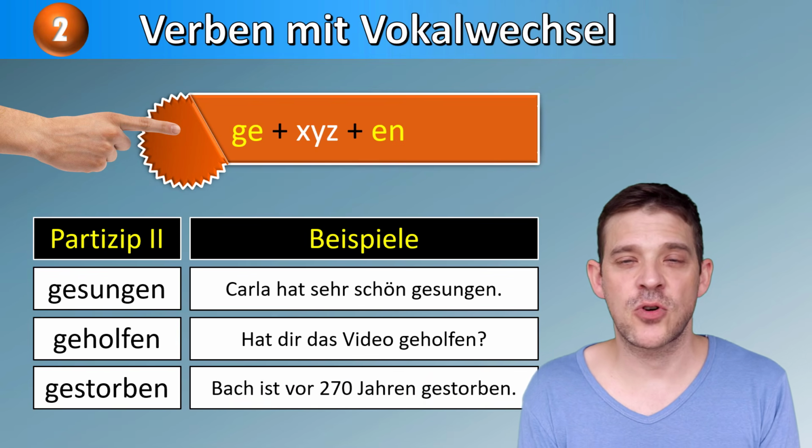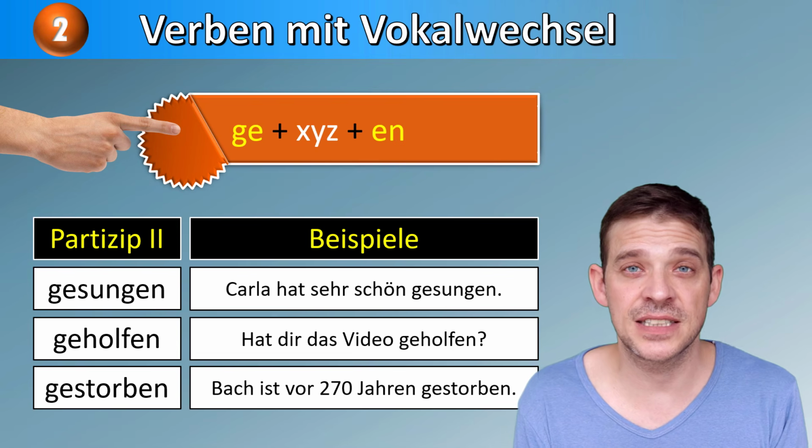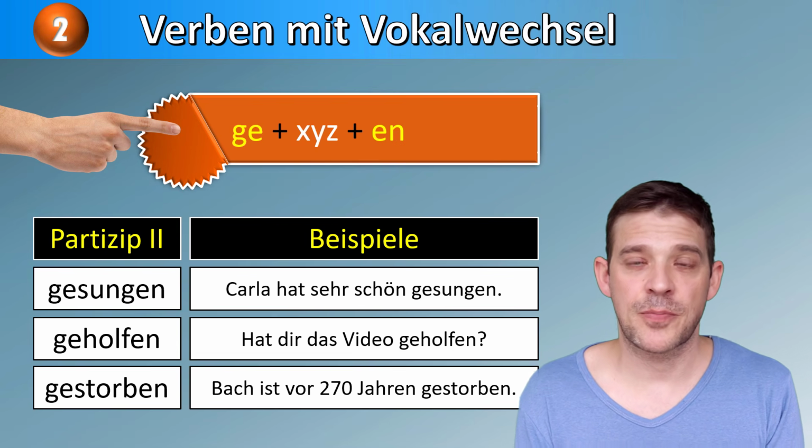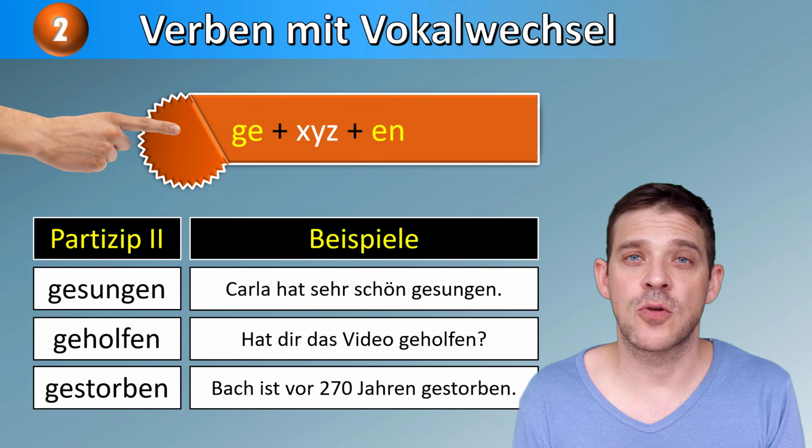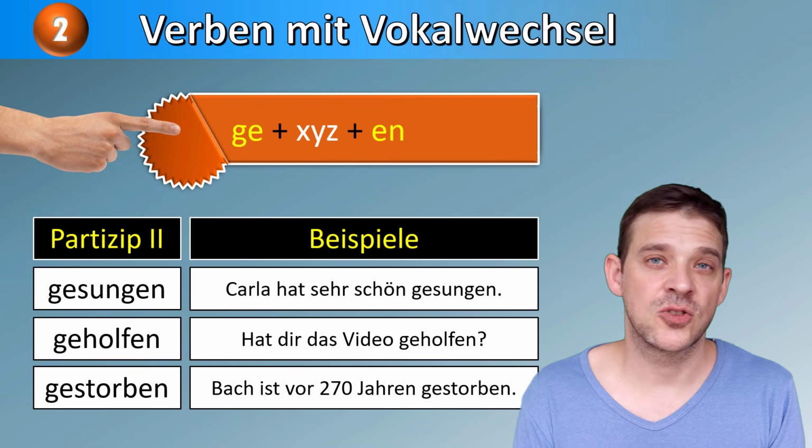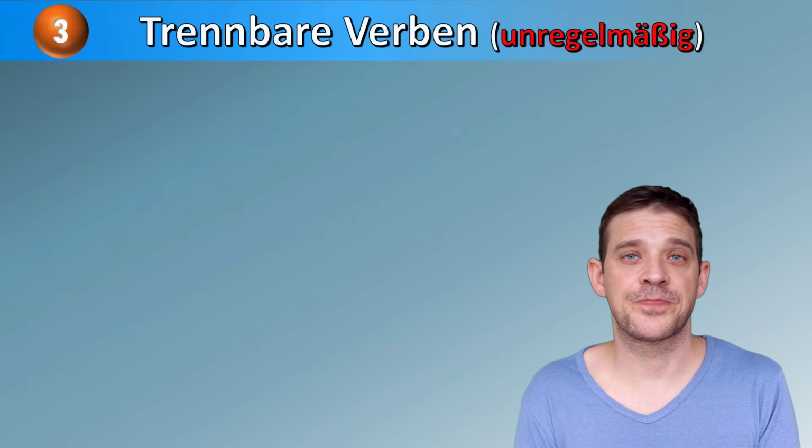Gestorben: Bach ist vor 270 Jahren gestorben. Bach is the musician, composer, Johann Sebastian Bach, and he died 270 years ago.